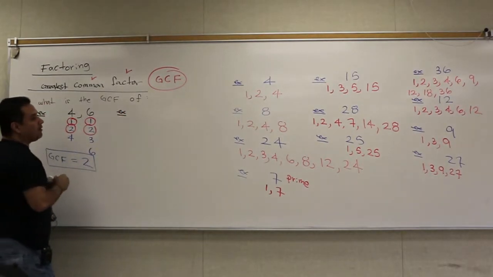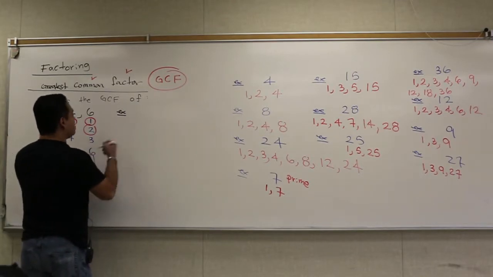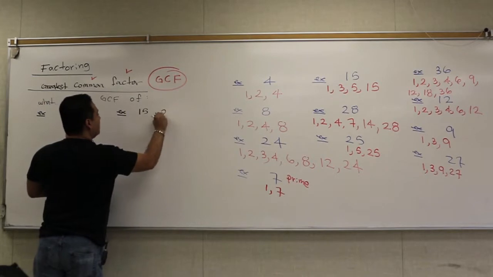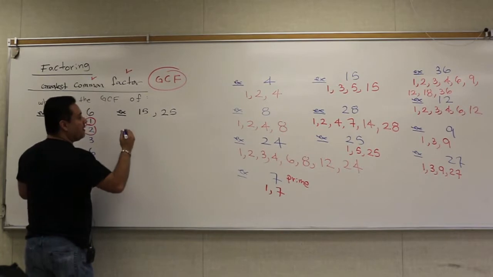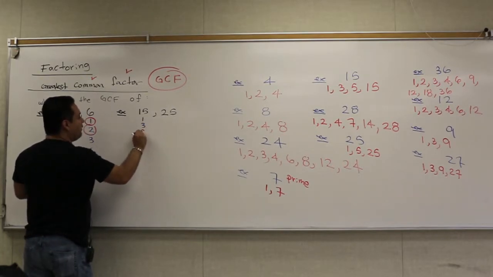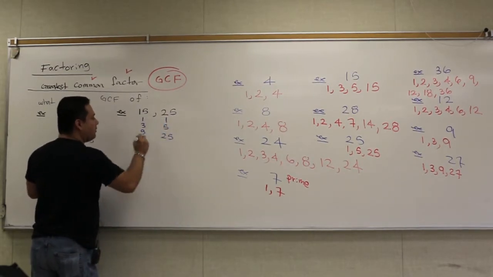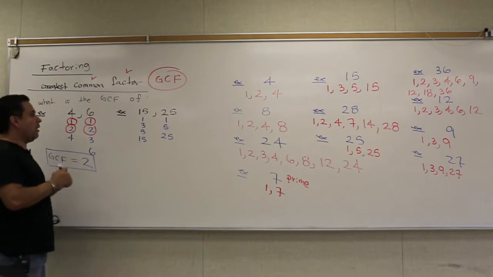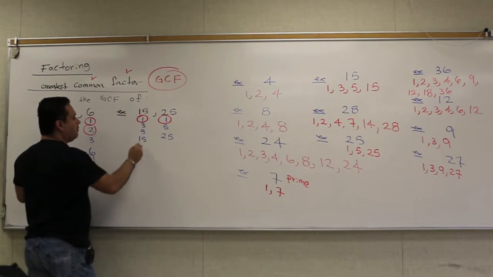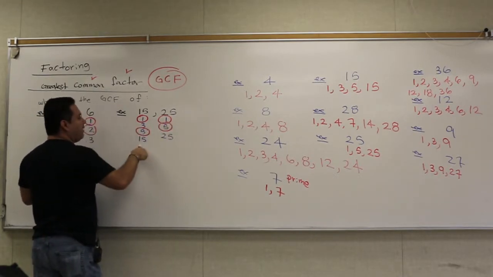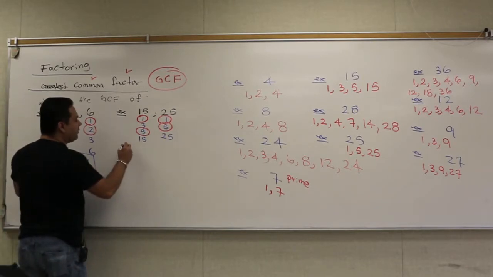What about the greatest common factor of, let's say, 15 and 25? Let's try this. Okay, factors of 15 are what? 1, 3, 5, 15. Factors of 25 are 1, 5, and 25. Which ones are common? 1. What about 3? What about 5? What about 15? Nope. What's the greatest common factor?